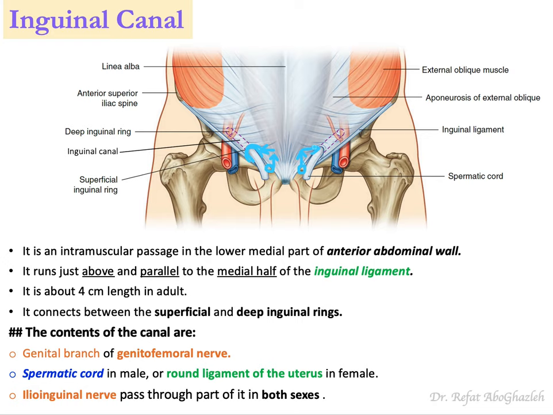Somebody can say, okay, excellent, but how can I locate the deep one? You know the anterior superior spine and the pubic tubercle, and this is the inguinal ligament. Yes, about 1 centimeter above the midpoint of the inguinal ligament is the deep inguinal ring. Can you see it? No, because it's deep, but this is the location of it. You can put your finger here, just superficially, right? So here, guys.